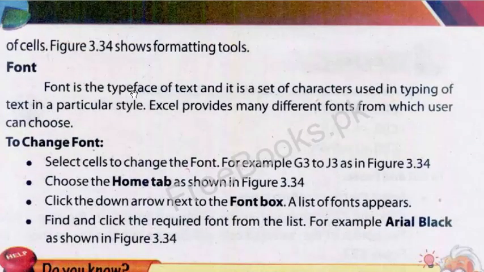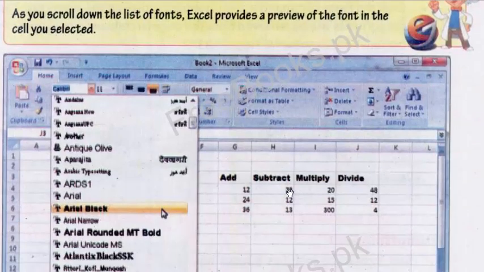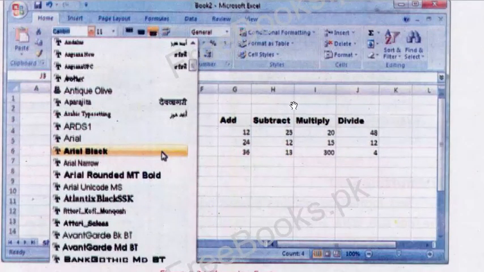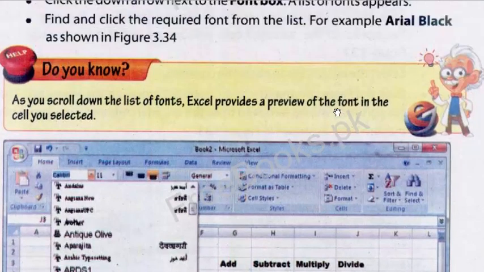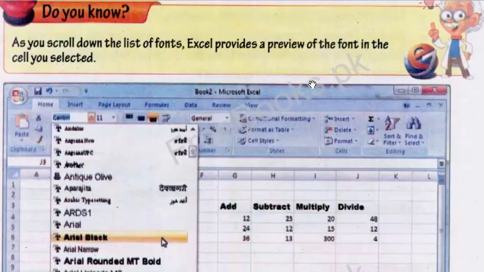Font. Font is the typeface of text, and it is a set of characters used in typing text in a particular style. Excel provides many different fonts from which the user can choose. To change the font, select the cell to change, for example G3 to J3 as in figure 3.34. This one, G3 to J3.